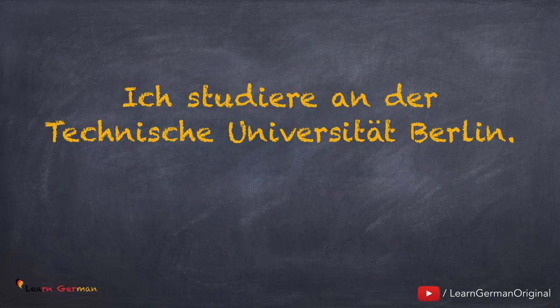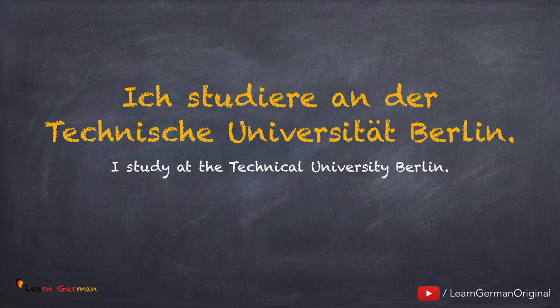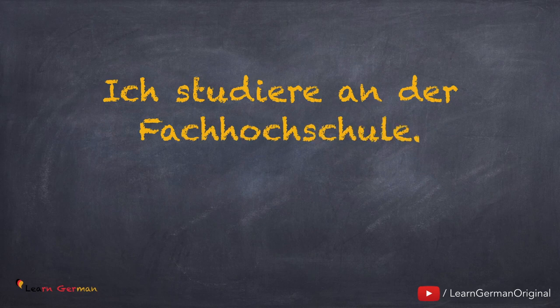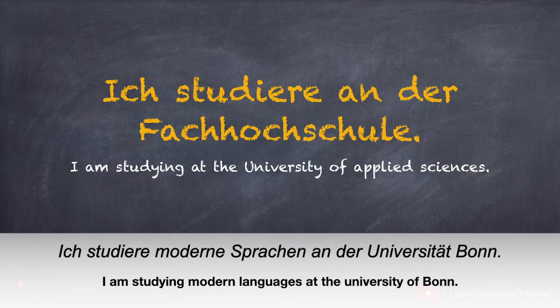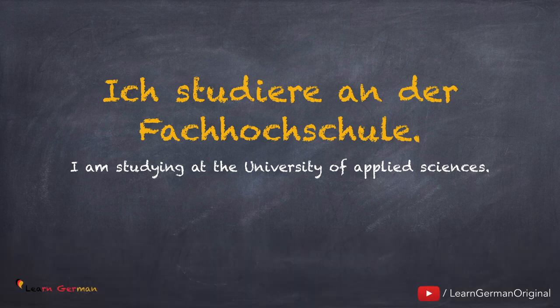If you are studying at the Technical University, then you can say, Ich studiere an der Technische Universität Berlin. And if you are studying at the University of Applied Sciences, then you will say, Ich studiere an der Fachhochschule or Fachhochschule Berlin. You can also say this information in one sentence. For example, Ich studiere moderne Sprachen an der Universität Bonn.